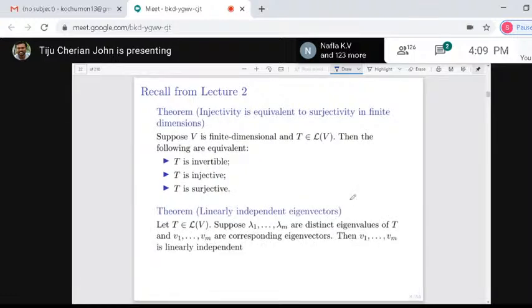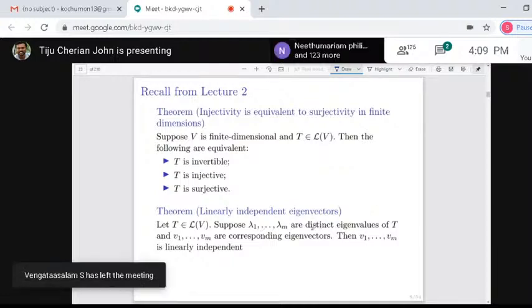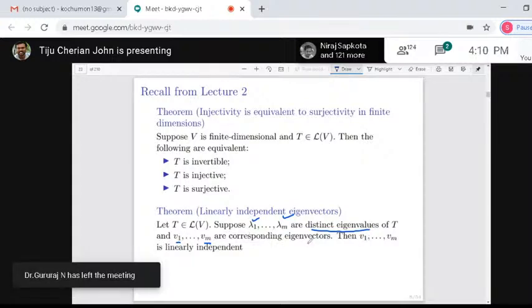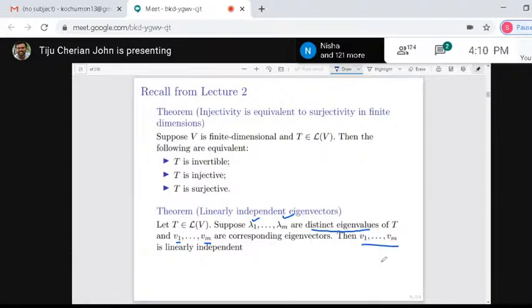And also, you have seen the definition of eigenvalue, eigenvector, etc. After that, you have seen that whenever you have distinct eigenvalues lambda 1 up to lambda m, then the corresponding eigenvectors v1 up to vm, where v1 is the eigenvector corresponding to lambda 1, and so on, are linearly independent. So eigenvectors corresponding to distinct eigenvalues are linearly independent. This is again very important for us.